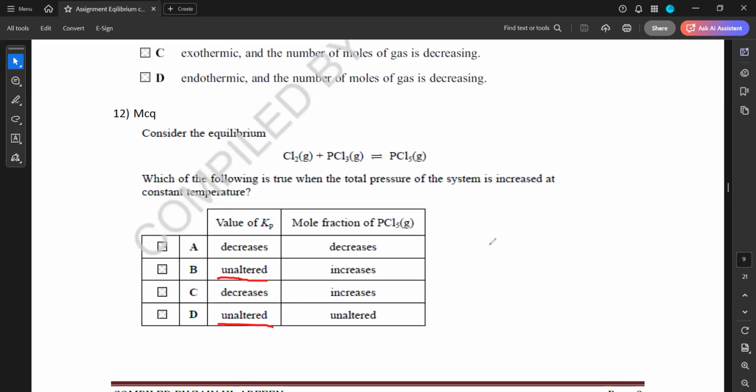Then what happens to the mole fraction? Look, when we write Kp, Kp will be the pressure of the product PCl5 divided by the pressure of the chlorine and the pressure of the PCl3. You can see that this is 1 mole and this is 2 moles. So when I increase the pressure, the total pressure increases. So the increase in the denominator will be more than the increase in the numerator. So what happens to the mole fraction?